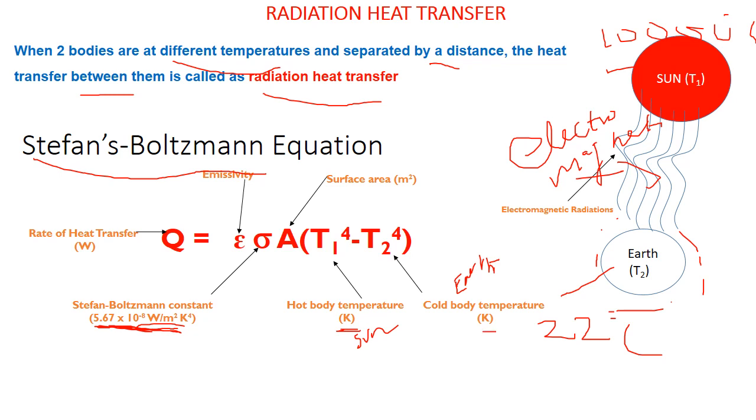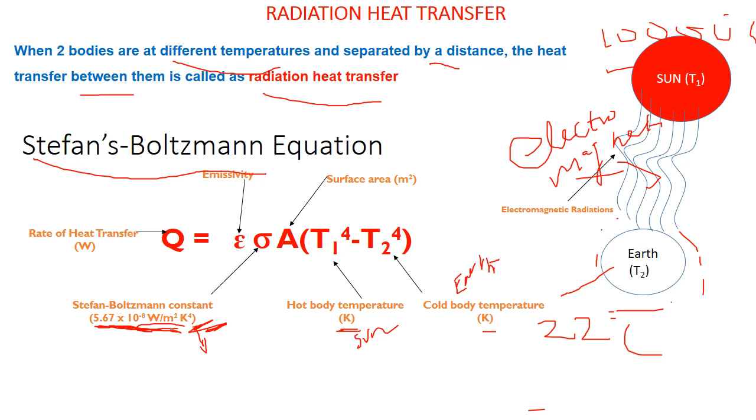For radiation heat transfer, please make a note of it: the temperature should be expressed in Kelvin, not in Celsius. You can ask me why, sir, only for radiation. Because this sigma is in Kelvin. The scientist has already found the sigma value in Kelvin. So if the temperature is given in Celsius, you must convert Celsius to Kelvin. Then only you will get the correct answer for Q. So this is about radiation transfer.